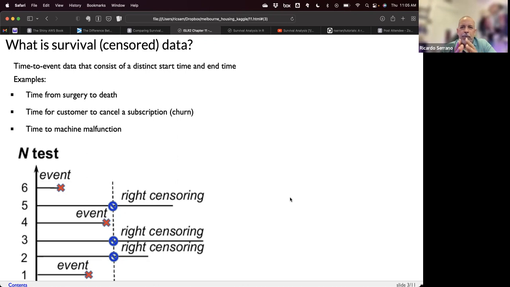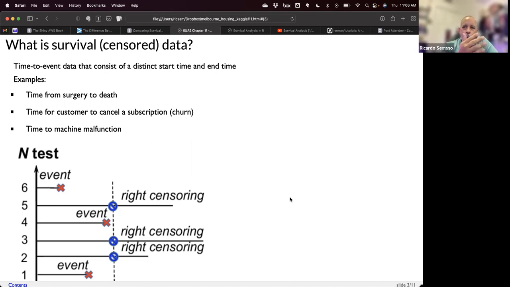Picture that in your mind. So for example, if you are studying patients that have been diagnosed with a terminal disease, pick one, cancer, for example, that's the most common terminal disease that we can picture. In the study, let's say that you do a study for 5 years. At point zero, hopefully, all your patients are going to be alive. They have been diagnosed with cancer, but they are alive.